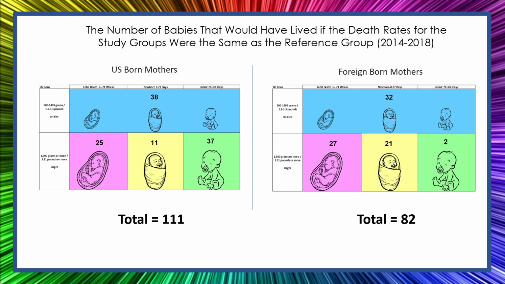This is another perhaps starker way of looking at the same data. This shows the number of babies that would have lived if the rates for Black women, U.S. born on the left, foreign born on the right, had been the same for white women. And I think the numbers speak for themselves.